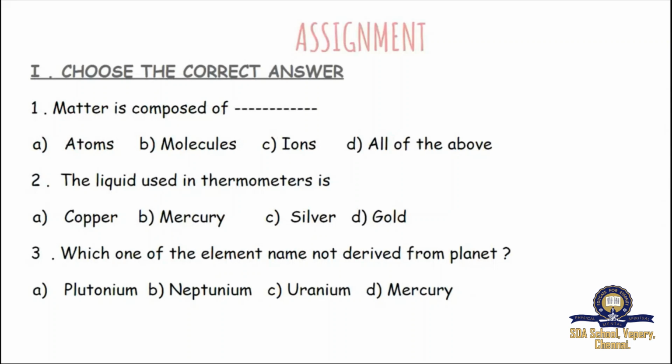So, the first one is choose the correct answer. First one: matter is composed of dash. The options are atoms, molecules, ions, all of the above. Second one: the liquid used in a thermometer is dash. The options are copper, mercury, silver, gold. Third one: which one of the element names is not derived from a planet? The options are plutonium, neptunium, uranium, mercury.